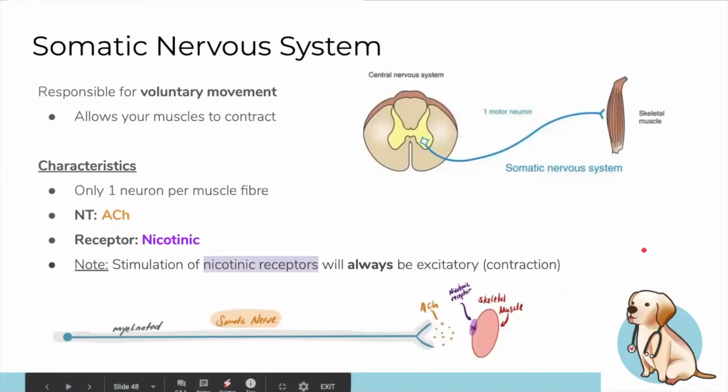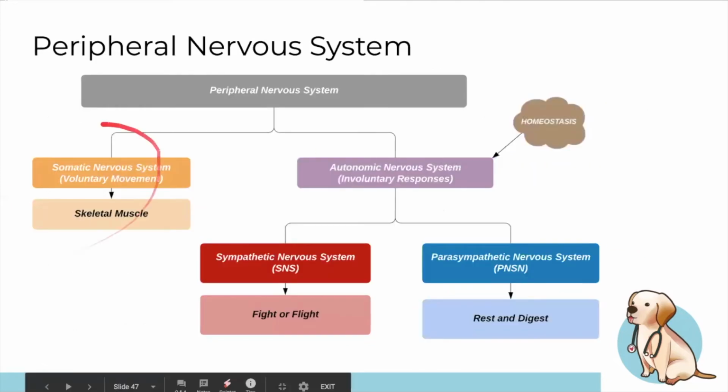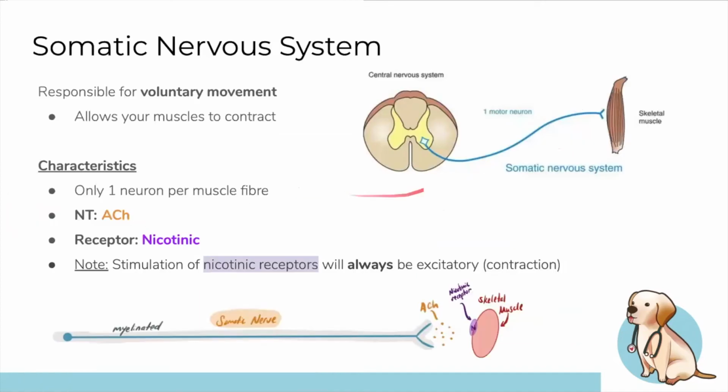So talking first about the somatic. Somatic, remember, is all about the voluntary movement, consisting mainly of your skeletal muscle. All of this stuff is what allows your muscles to contract. A few characteristics: it's only got one single neuron per muscle fiber. This is just a small schematic of what it's going to be like. It's going to be myelinated, and the neurotransmitter is going to be acetylcholine acting on nicotinic receptors. One characteristic is that nicotinic receptors will always be excitatory, so it will always result in muscle contraction.